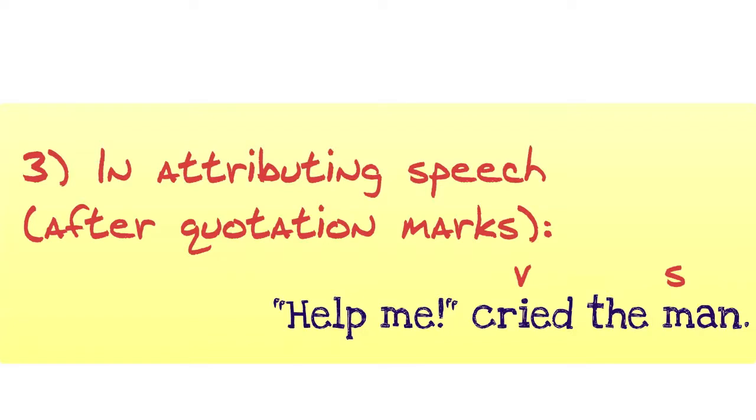Another example of the verb appearing before the subject is after quotation marks. For example, "Help me," cried the man. The verb cried comes before the subject man.